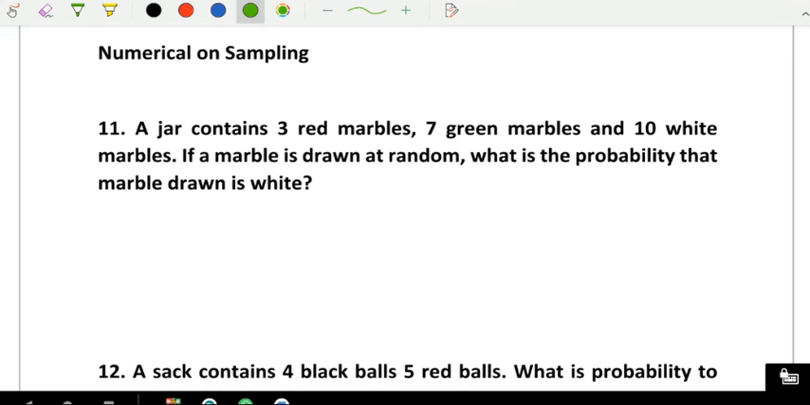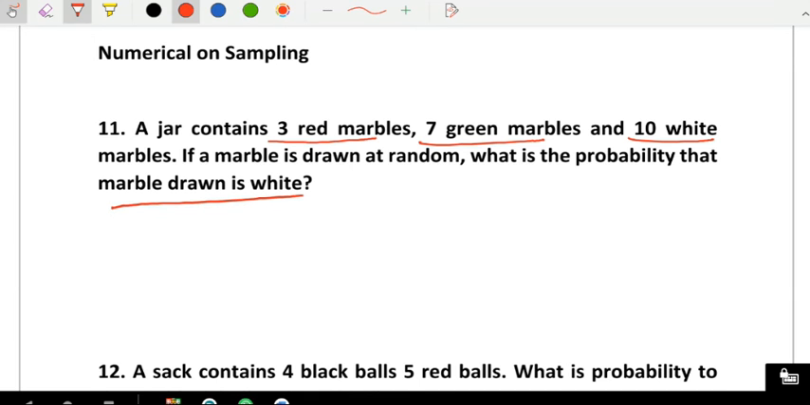A jar contains red marbles, green marbles and white marbles. Okay, there are three categories of marbles here. So no problem. See the quantity: 3 red, 7 green, 10 white. If a marble is drawn at random, what is the probability that the marble drawn is white?